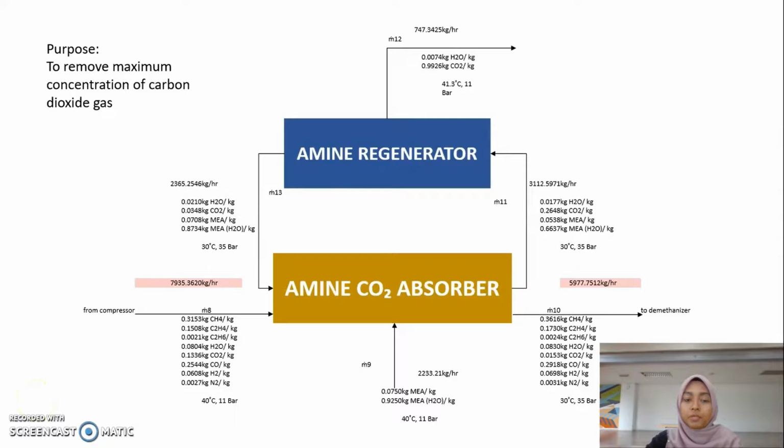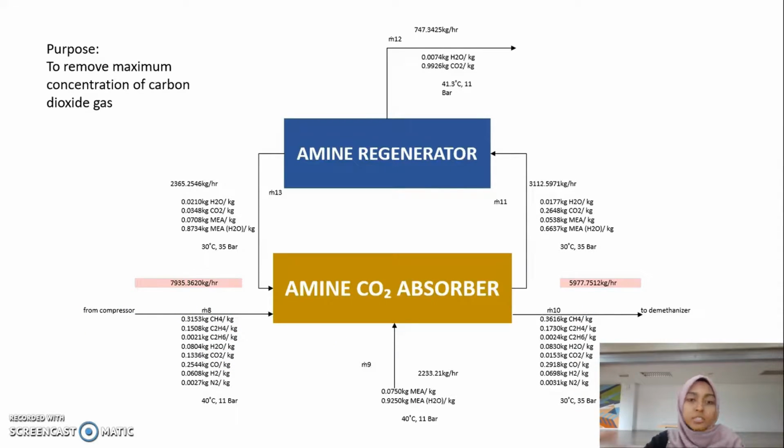Assalamualaikum and hi, my name is Nur Shafika binti Julian and my matrix number is 198935. Today I'm going to present my unit, which is the acid gas removal unit, also known as the amine CO2 absorber. The purpose of this unit is to remove the maximum concentration of carbon dioxide gas. So here is how I'm going to calculate it.